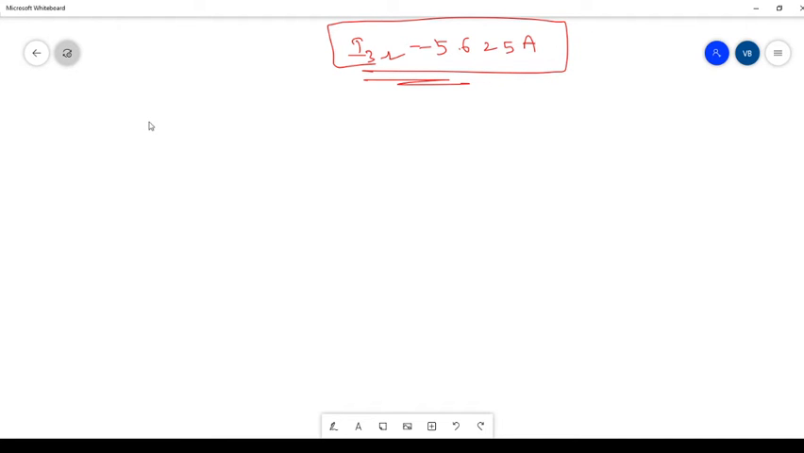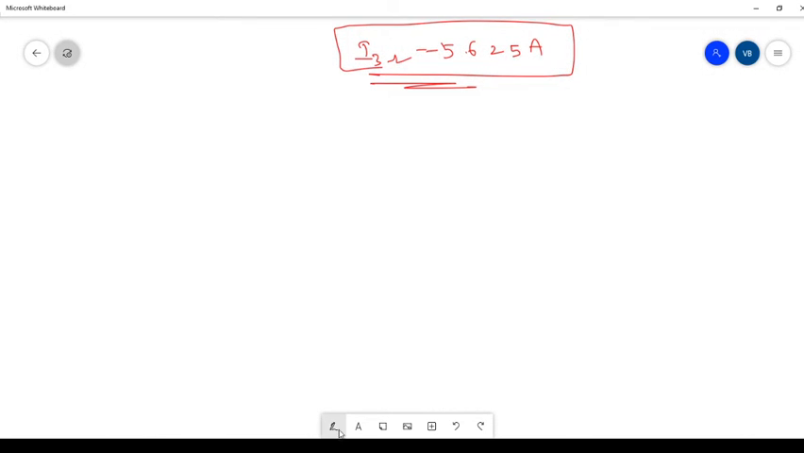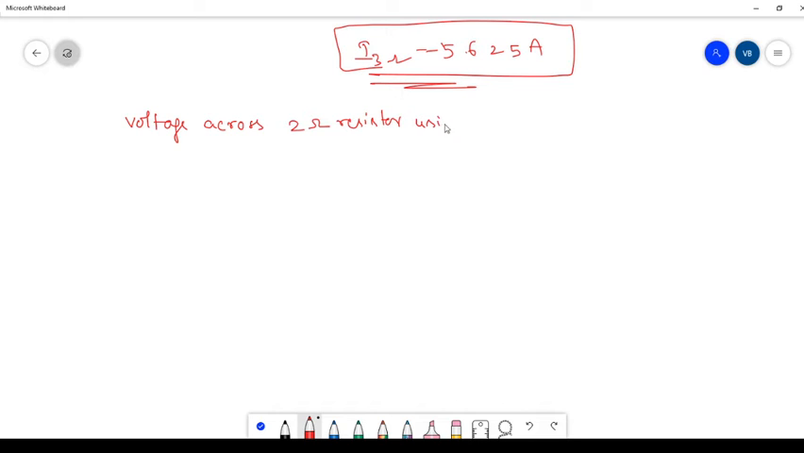So we'll continue with another example of the superposition principle. Find the voltage across the 2 ohms resistor. We need to calculate the voltage across the 2 ohms resistor using the superposition principle.